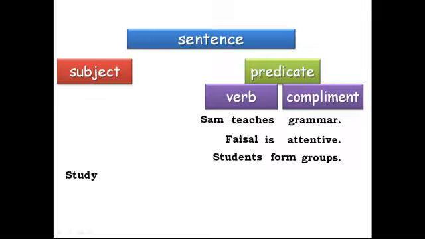Okay, another example. Study, subject, pays, verb, dividends, complement. So the predicate is pays dividends. Altogether, the sentence is study pays dividends.